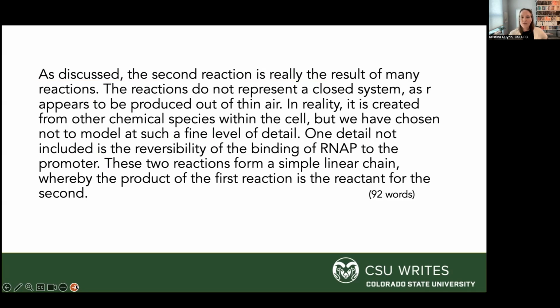Right? Second reaction is really the result of many reactions. Reactions do not represent a closed system, as R appears to be produced out of thin air. In reality, it is created from other chemical species within the cell, but we've chosen not to model at such a fine level of detail. One detail not included is the reversibility of the binding of RNAP to the promoter. These 2 reactions form a simple linear chain whereby the product of the first reaction is the reactant for the second.